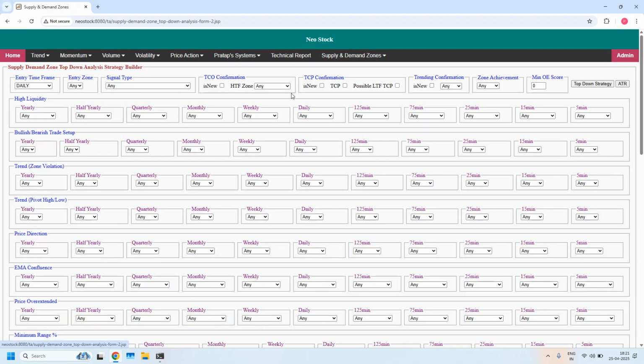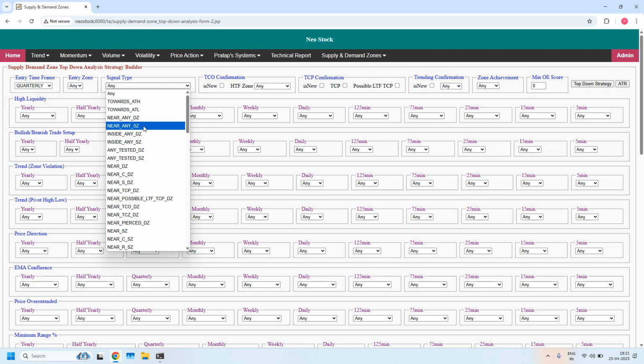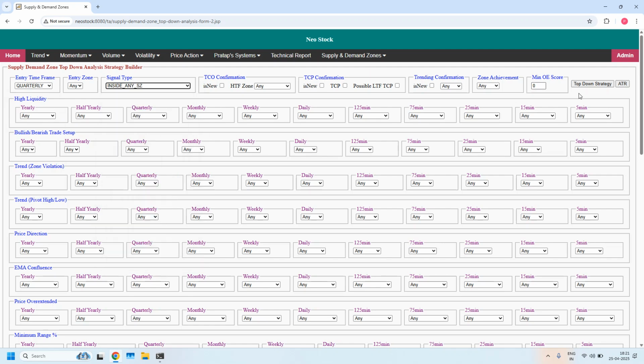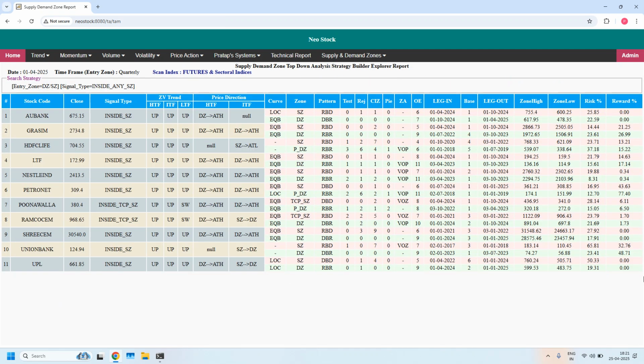Okay, next, quarterly time frame. Price closed inside the quarterly supply zone. We got 11 stocks.